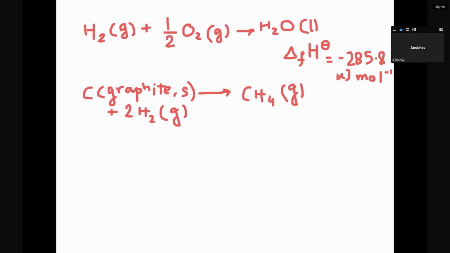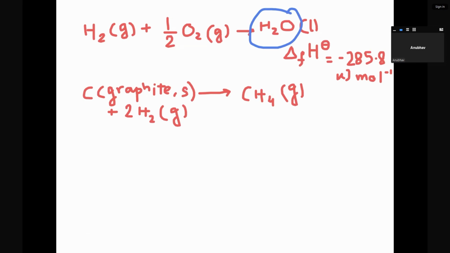When you are given this equation, that is carbon graphite in solid state and 2 moles of hydrogen, we are forming methane. So one note you will have here, whenever you are asked, tell me what is the standard enthalpy of formation of H2O. What is the equation? You will see what are the components here. One is hydrogen, one is oxygen.